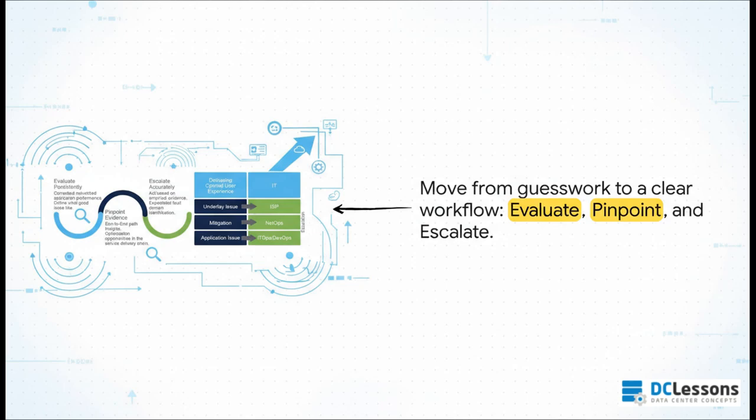So how do you fix this? The whole idea is to stop guessing and move to a clear, proactive workflow that's based on actual evidence. First, you evaluate performance all the time, so you know what good actually looks like. Next, when something goes wrong, you pinpoint the issue, using that end-to-end data as proof. And then, and only then, you escalate with total confidence, because you're armed with data that shows exactly whose problem it is, whether it's an ISP, a SaaS provider, or your own app team.